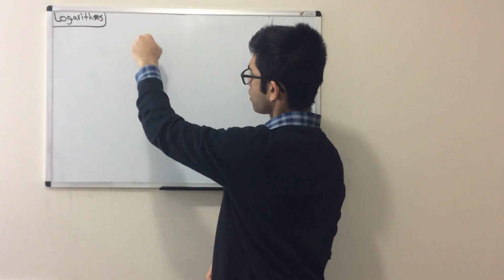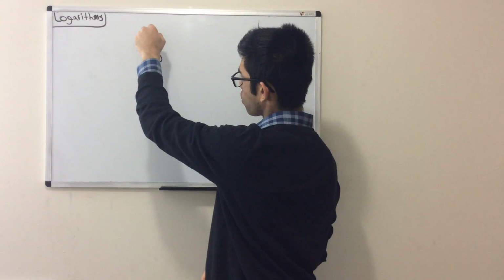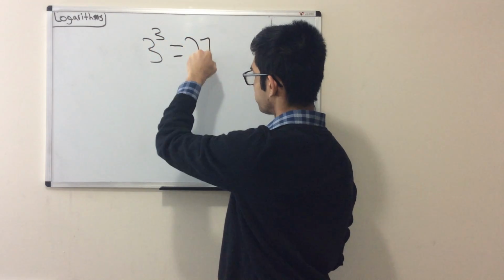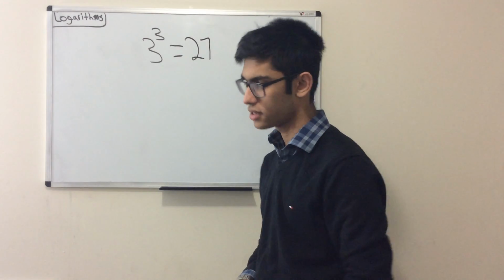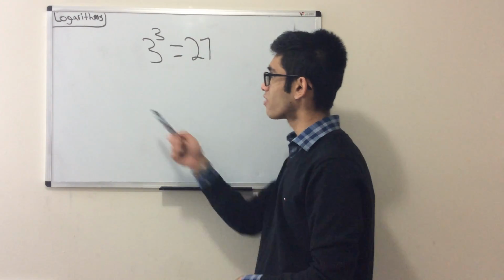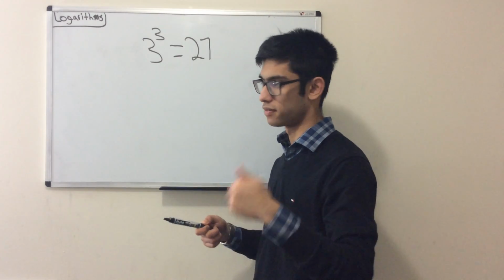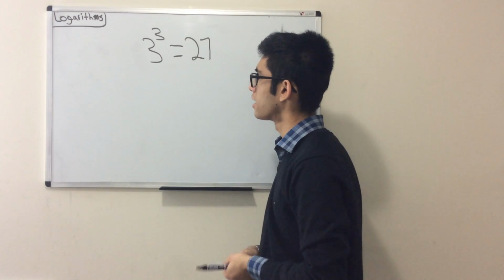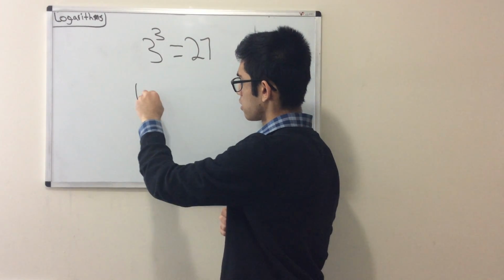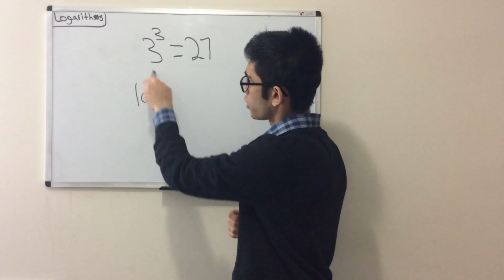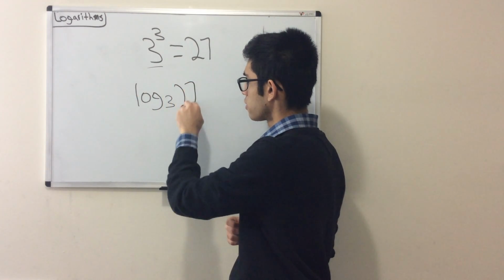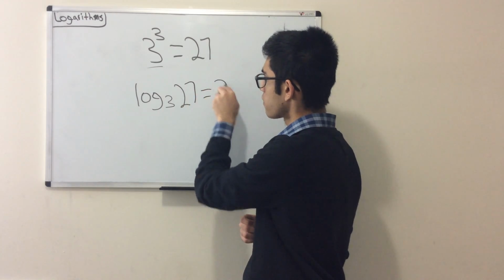So let's say we had 3 to the power of 3 equals 27, because 3 times 3 is 9, 9 times 3 is 27. So why don't you pause the video now if you're really interested and write this as a logarithm. I'll wait. I mean, you pause the video, I won't wait. But how would we write that as a logarithm? Again, my base is 3, right? My base, log 3, 27 equals 3.